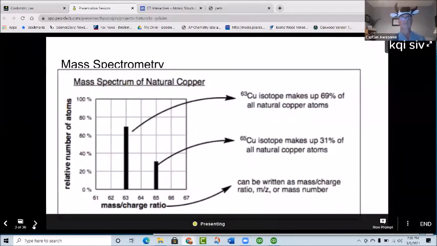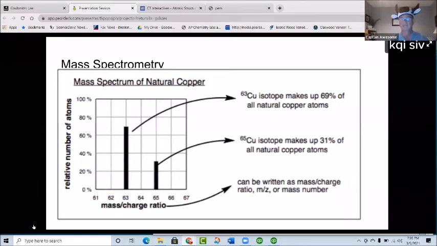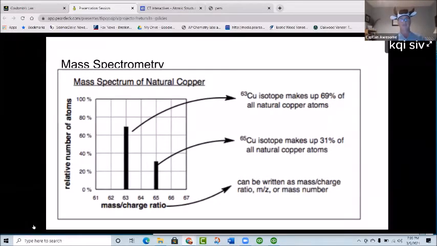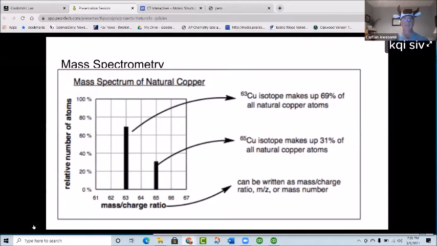So let's keep going. What does mass spectrometry tell us? Well, a mass spectrometer tells us about the nucleus, right? It's telling us something about what makes up the nucleus of an atom. In this graph for copper, you'll see two peaks. One is copper 63 and one is copper 65.